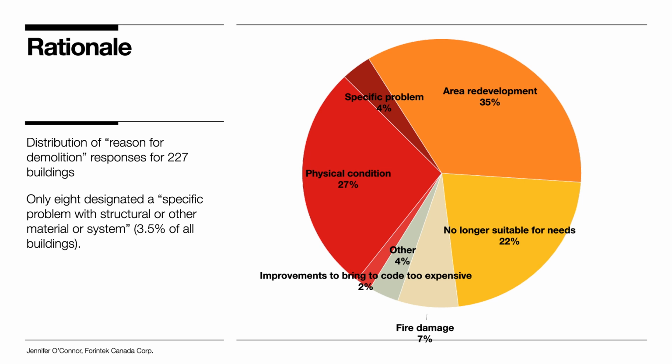This is what led to the death of these buildings. Physical condition is a big one, but other things like area redevelopment, that's zoning changes, no longer suitable for needs, fire damage, some other things. But here's what's interesting. Of the physical condition, there's one little tiny maroon wedge that's about 4%, really 3.5%, that were buildings that were structurally not usable. All other buildings could be repaired. They could be retrofit. They could be upgraded, upfit to continue using them.